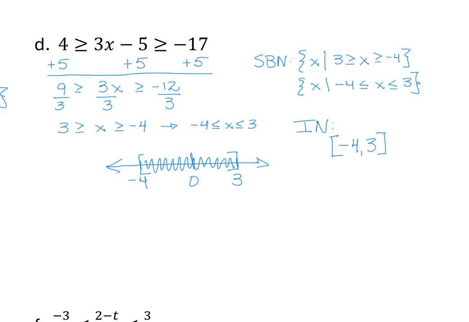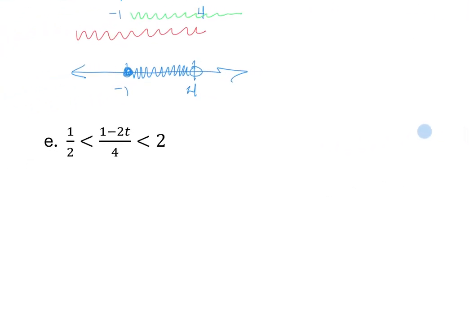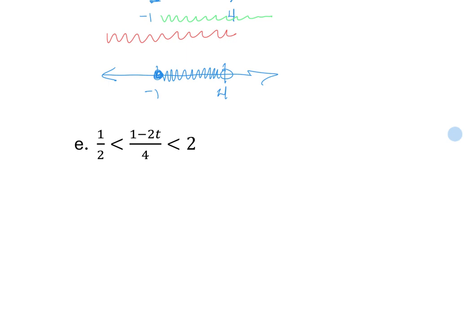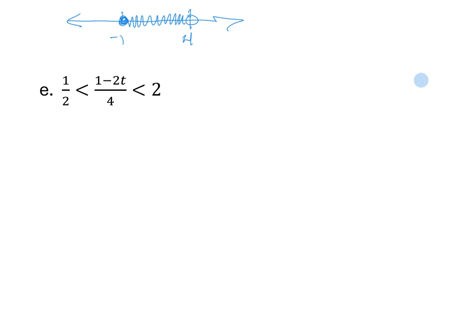Now let's go ahead and look at some more that are a little bit more complicated, and we're going to bring in fractions. All right, 2 more examples, and we're going to go ahead and expand the difficulty level again. All right, so we have example E. 1/2 is less than (1 minus 2t) divided by 4 is less than 2. We have some fractions. That's the first thing that we do need to take care of.